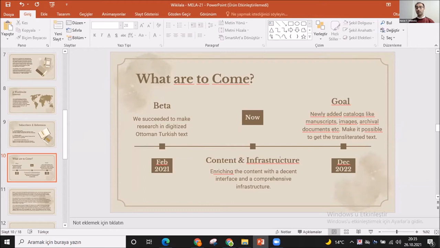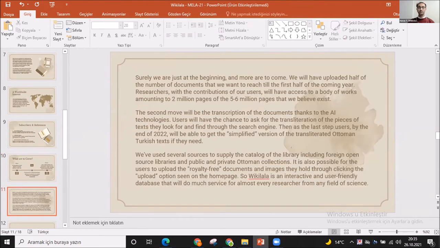Manuscripts, images from the materials that we have, and archival documents will be uploaded to the system, and we will make it possible to get the transliterated text if the researcher wants. He will be able to do this. Truly, we are just at the beginning and more is to come. We will have uploaded half of the documents that we want to reach by the first half of next year, and researchers, with the contributions of our users, will have access to a body of works amounting to 2 million pages of the 5-6 million pages that we believe exist.